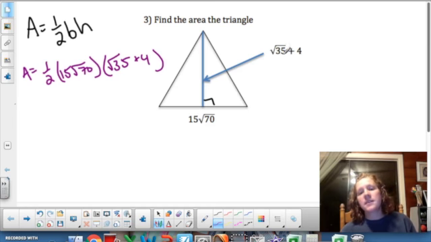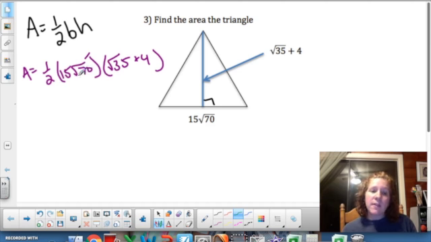Now, because this height is a two-term polynomial, I am going to have to do some distribution. And I've got two things that are being distributed into this. I've got this 15√70 that needs to be multiplied by both the √35 and 4. I've also got this 1/2. There's several different ways you can approach this. My habit is to leave that half waiting until the very last possible step. I am going to go ahead and distribute this now.